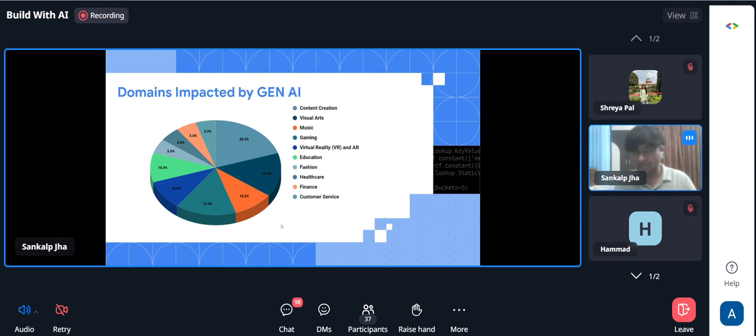So music is a very important scenario which is getting impacted by Gen AI. Visual arts, like deep fake art and recreating some very popular art, that is quite common. And in content creation, nowadays we see content creation happening a lot on Gen AI.